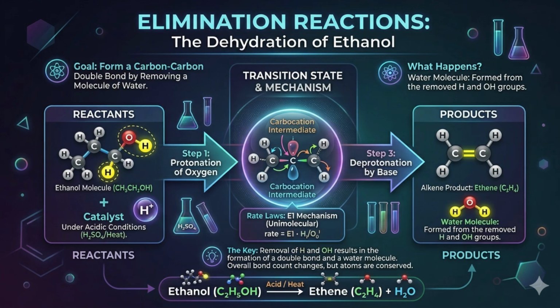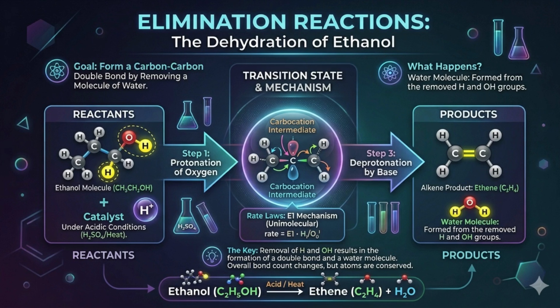Let's see elimination reactions, specifically the dehydration of ethanol. Our goal here is to transform a simple alcohol into an alkene by removing a molecule of water to form a carbon-carbon double bond. Step 1. Reactants and protonation. Let's start with our reactants.